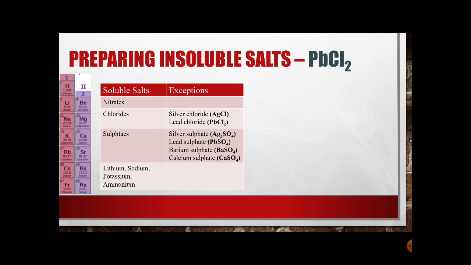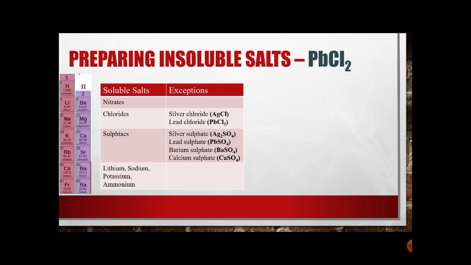Let's quickly recap which salts are soluble. The nitrates, chlorides, and the sulfates are soluble, with a few exceptions as shown. Any salt containing sodium, potassium, lithium, or ammonium ions is soluble.